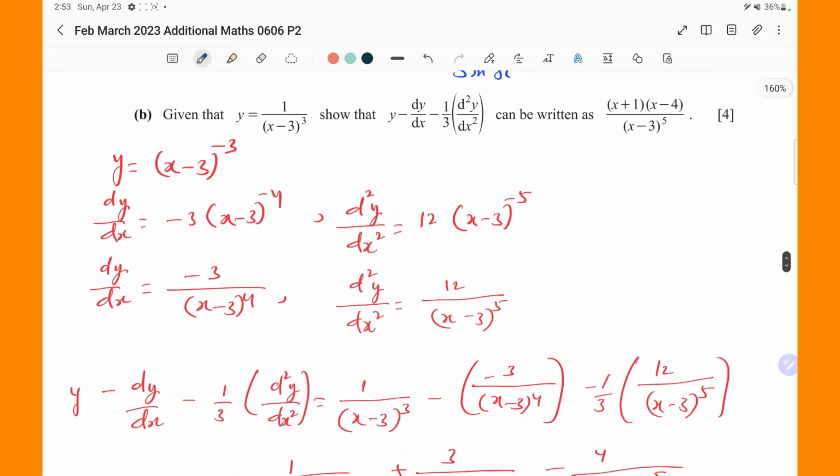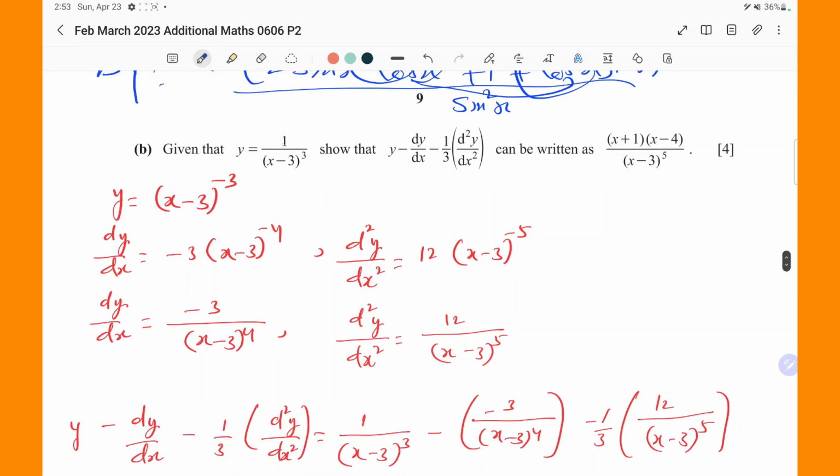Okay, now come to part b, that says y equals 1 over (x minus 3) whole cube. Then show this can be written in this form. So that's fine. y is (x minus 3) to the power minus 3.